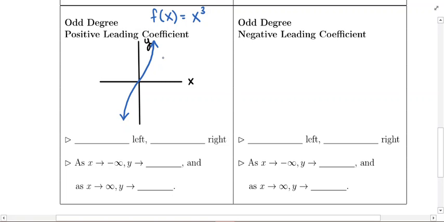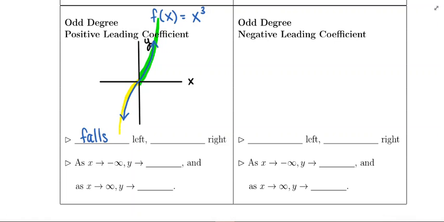All right, so let's talk about what happens as your x values go to the left here, or if you travel along the left portion of this curve. So what happens? Well, it falls. So this guy is going to fall left. And then if you go to the right side and trace it, it's rising. So the way we state this in everyday language is that this curve falls left and it rises right.